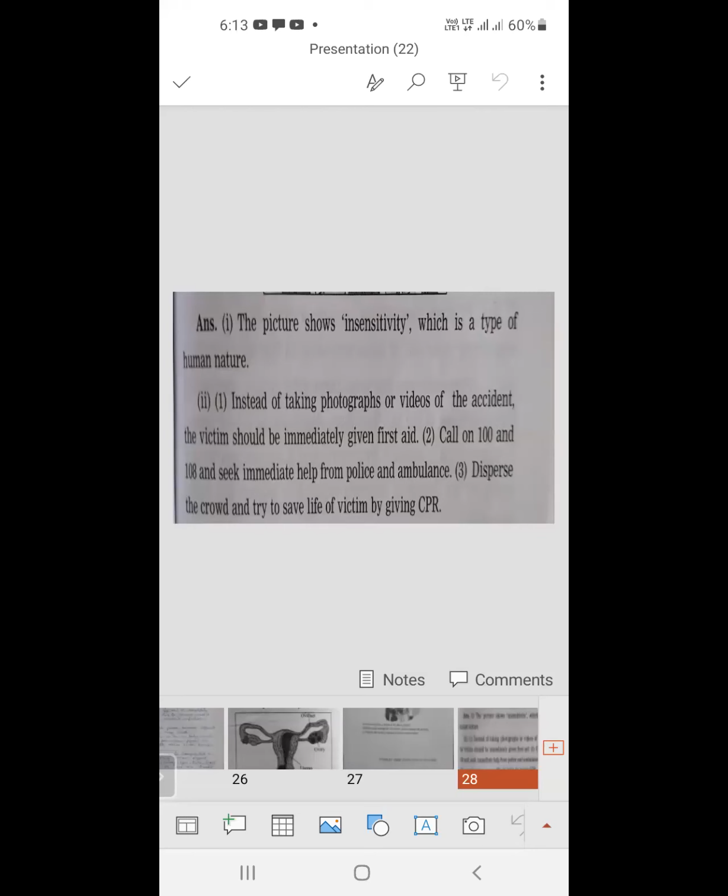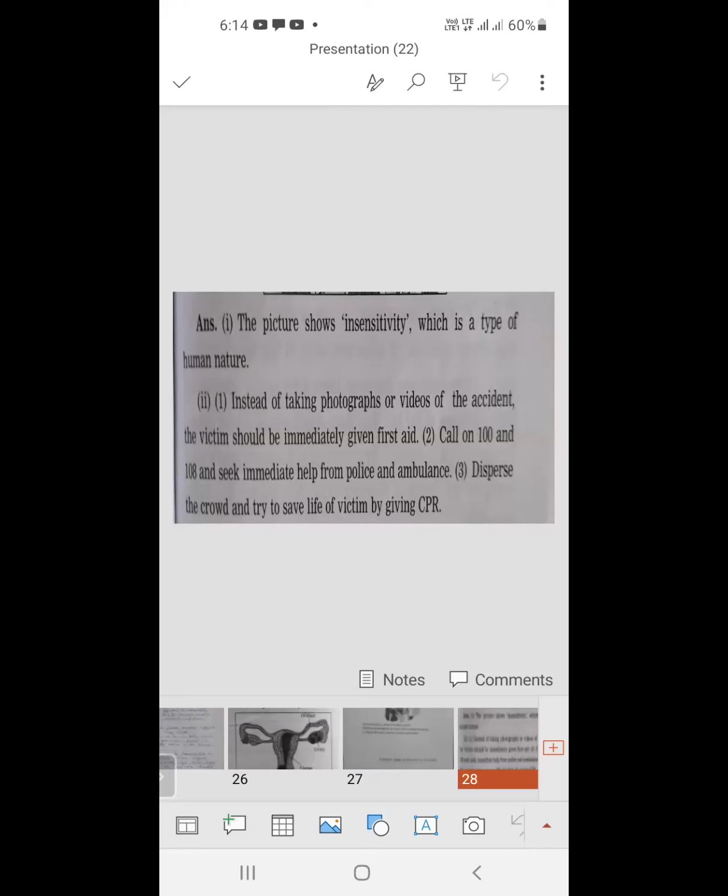The second question: which social message do you want to convey through this picture? Here your personal opinion is asked. If you write the answer, you must write it in points. You can write first that instead of taking photographs or videos of the accident, the victim should be immediately given first aid. This is the first correct opinion from your side. If you write this point, you can score marks.